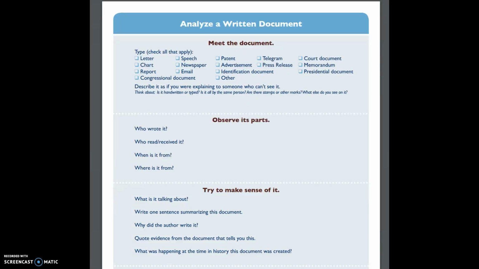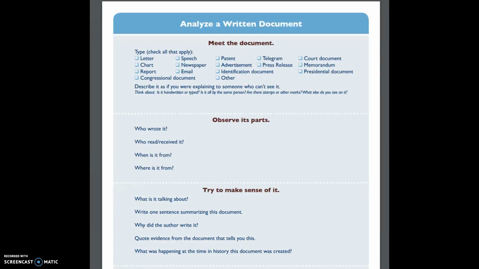We want to look deeper into the document, and you want to think about, is the document typed up or written by hand? Are there multiple authors or just a single person who is responsible for writing it? But most importantly, you want to consider, if it's an official government document, there's going to be a stamp or a seal on the document to show that it is approved, official, government produced.